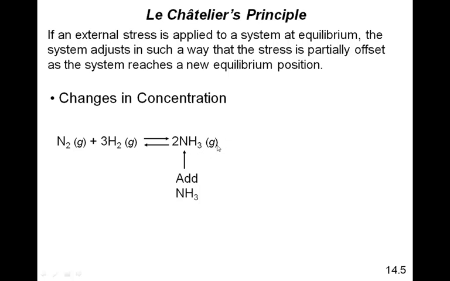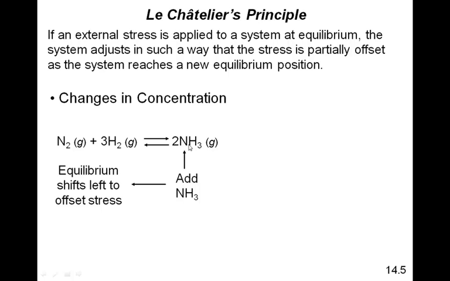So how is the equilibrium going to behave? What's it going to do? Well, it's going to try to partially offset that stress and reach a new equilibrium position. So when we add NH3 as the stress, the equilibrium is going to shift to the left in order to offset that stress. In other words, if there's too much NH3, that means it's not following the law of mass action, and so we've got to have this equilibrium shift to the left-hand side.